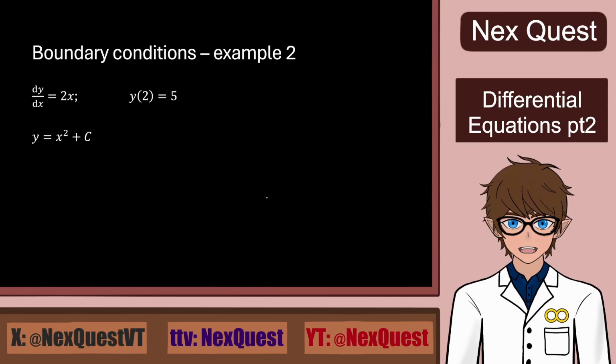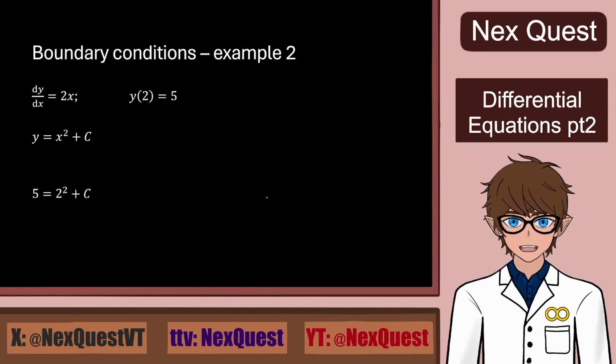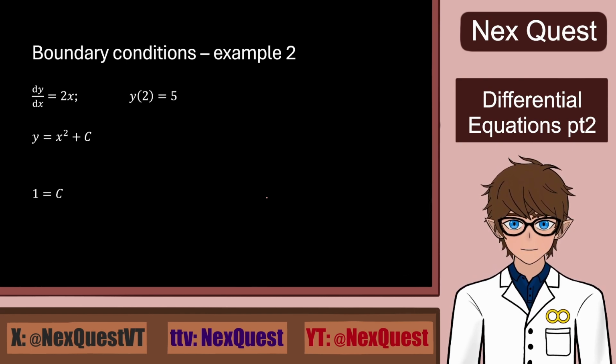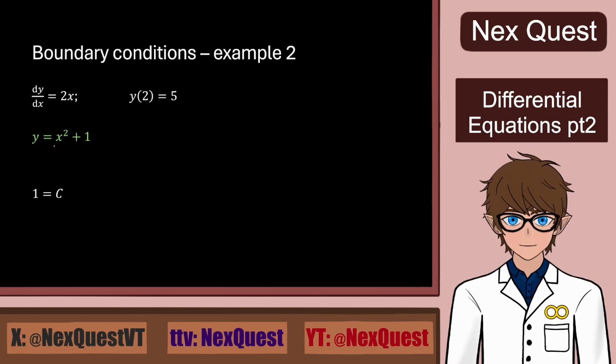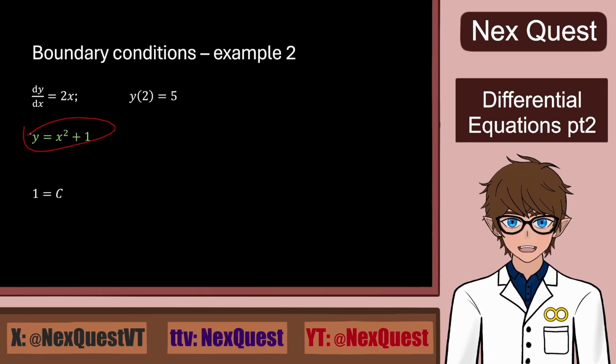Now we use boundary conditions, so when x is 2, y is 5. So 2 squared is 4, so we have 5 equals 4 plus c. And then 5 minus 4 is 1, so c is 1. So we insert it into our function, and this is it. This is our final solution for this example. It's easy. It's literally initial conditions, just not zero.